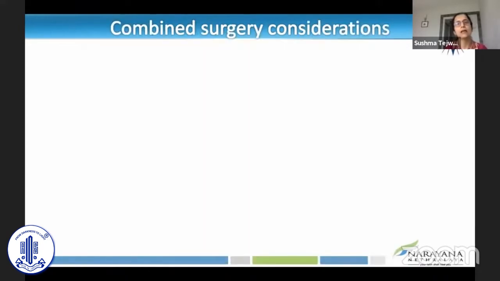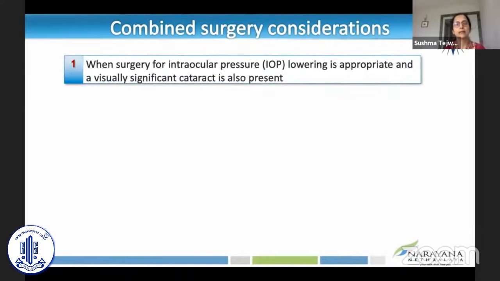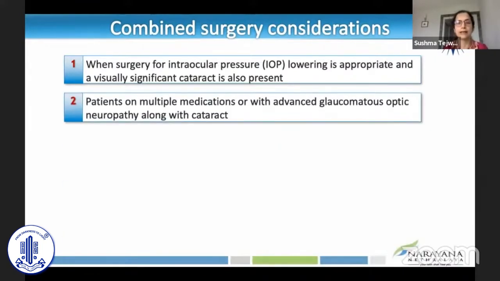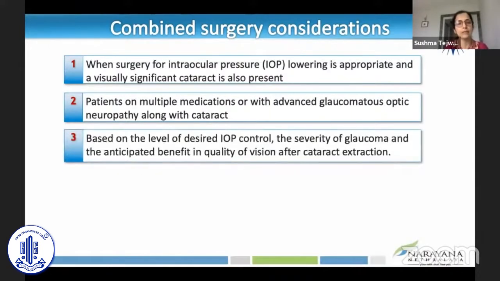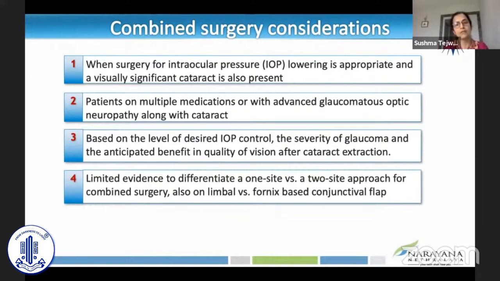Now, when do we have to combine the glaucoma surgery with cataract surgery? It is when intraocular pressure lowering is required and there's a visually significant cataract. If the patient is on multiple medications or has advanced glaucomatous damage along with the cataract, well, it also depends on the level of desired IOP or target IOP that you're looking at in a given patient, the severity of glaucoma, and what is the anticipated benefit in quality of vision after cataract extraction.